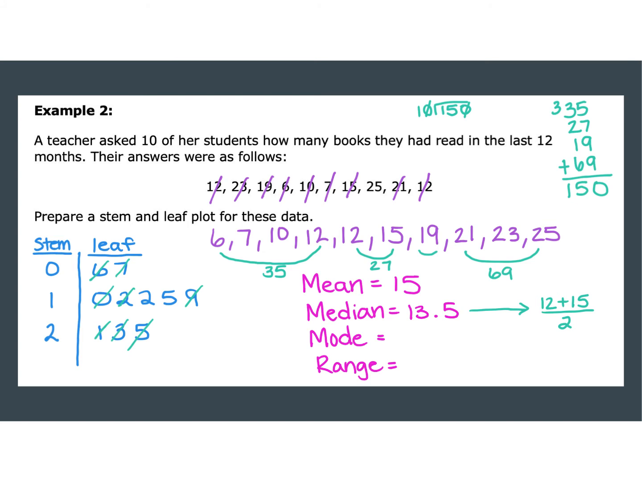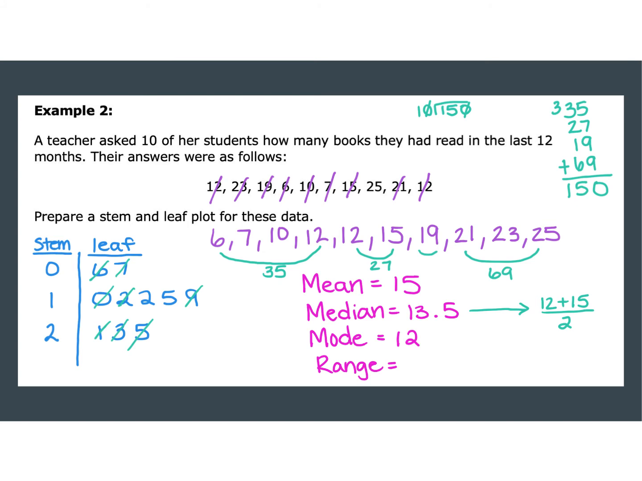To find the mode, we will look for the data value that occurs the most often in our data set. 12 occurs 2 times, which is the most of any data value. So 12 would be the mode for this stem and leaf graph.